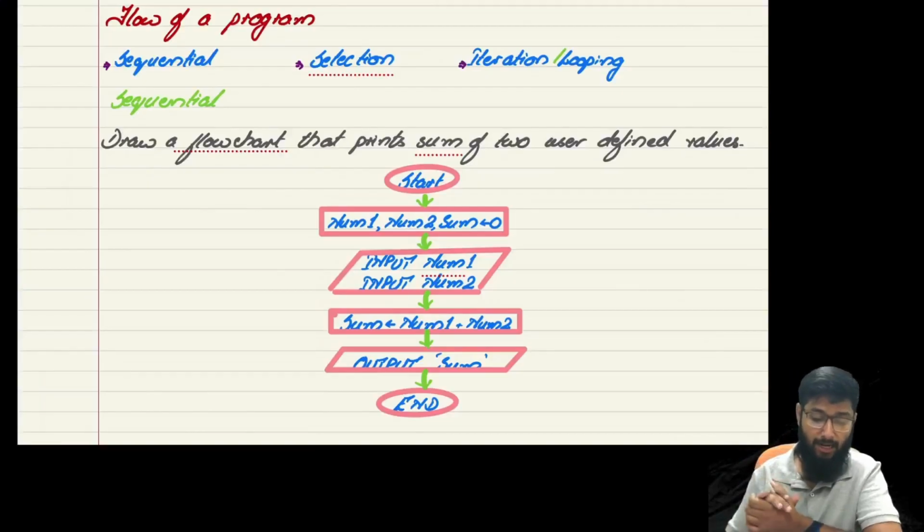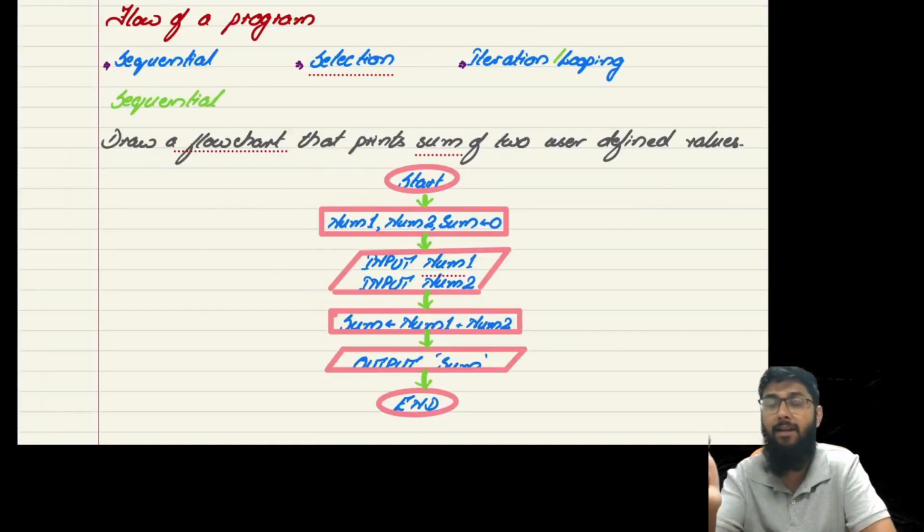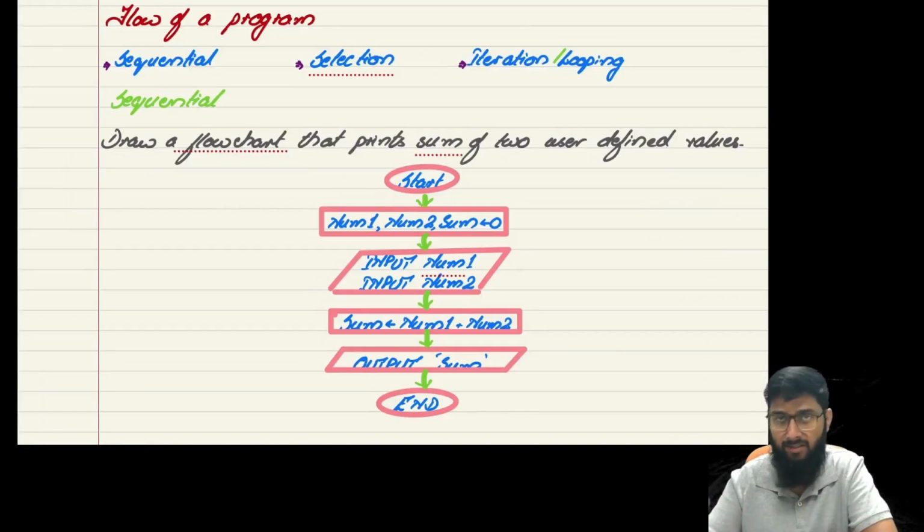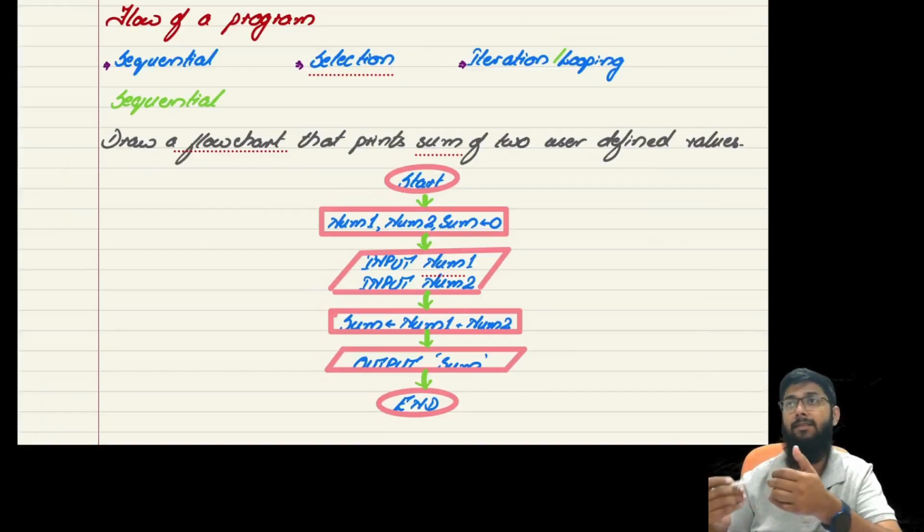Today we are going to start with the flow of the programs that we studied in the last class as well. There are three different flows of the program: sequential, selection, and iteration. Now today in this video, we will only be doing the sequential part. Sorry, not the selection.